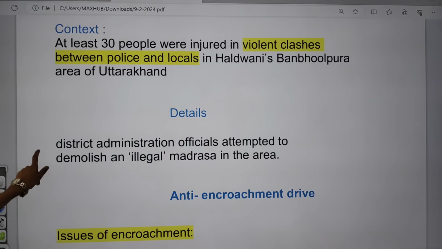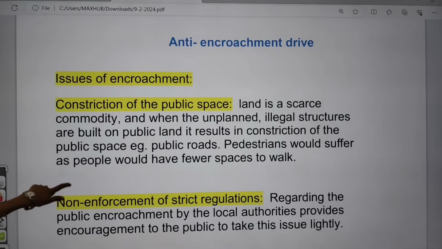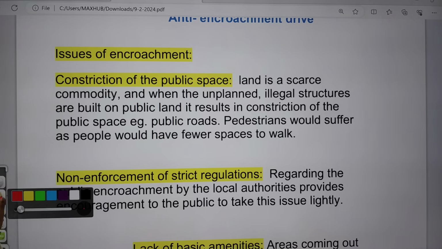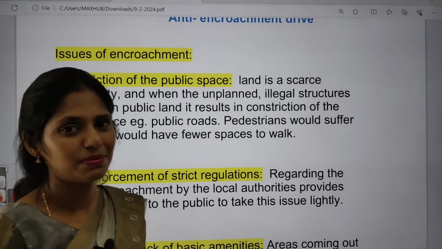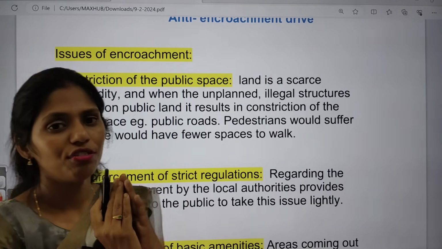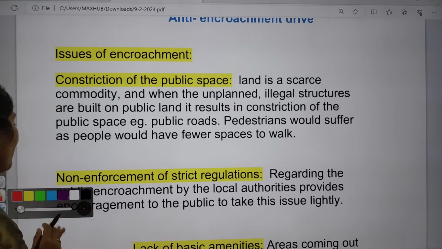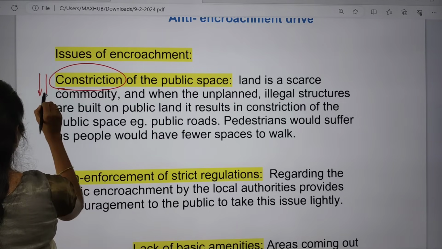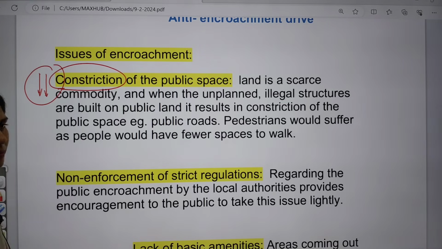So we're talking about issues of encroachment. What happens if you're going for encroachment? You will be occupying public place or public space, so there is a decrease in the public space which will be available. That means constriction. Constriction is nothing but decreasing of public space.